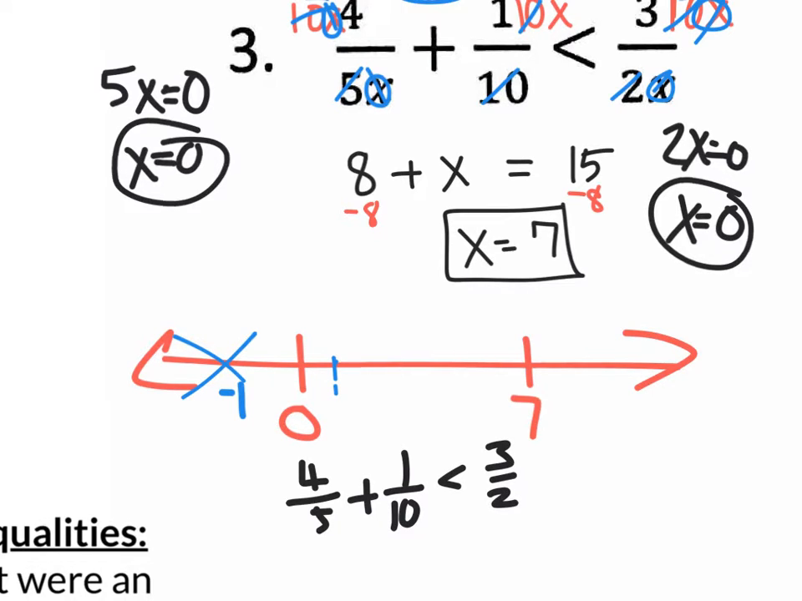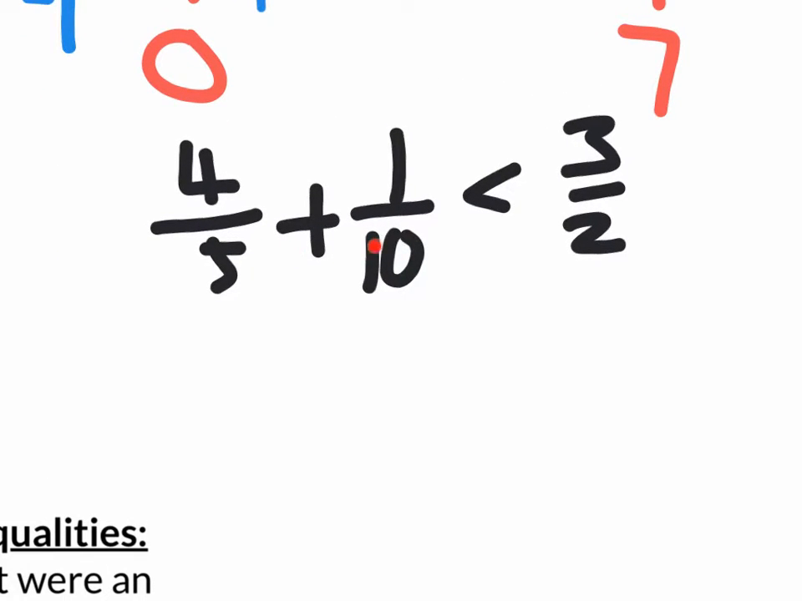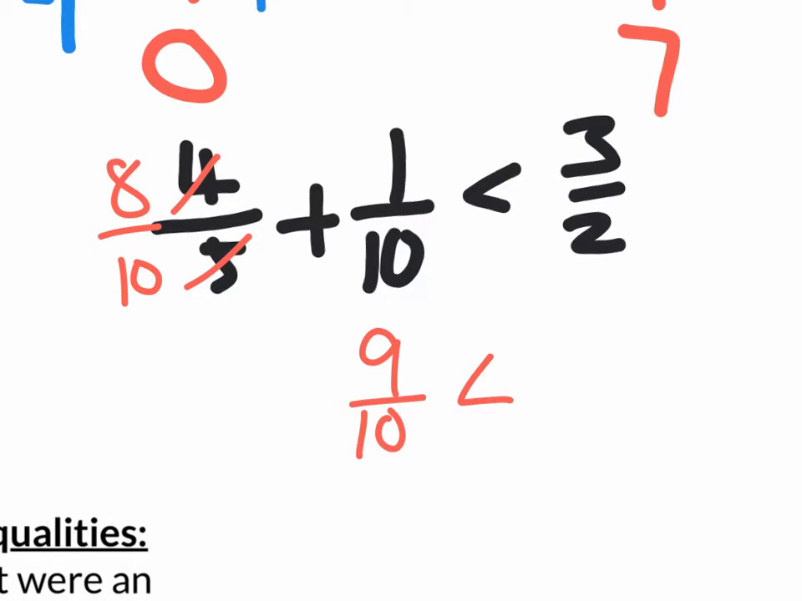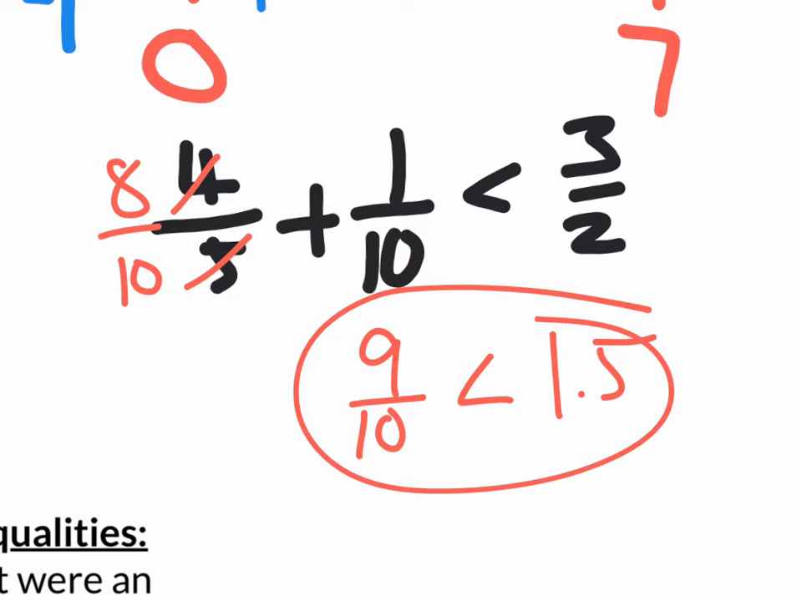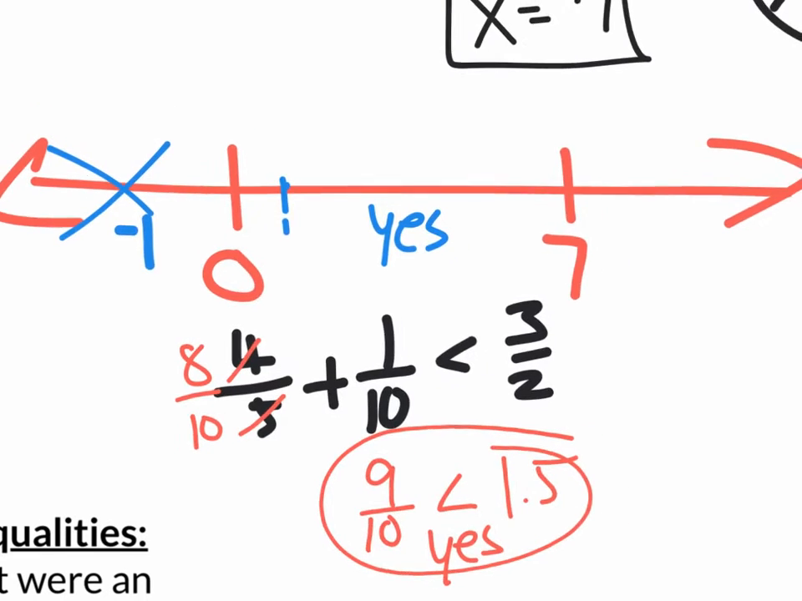And again, in order for us to make sure that this is true or false, we'd have to combine these two fractions by getting a common denominator. The 5, I want to make it a 10 by multiplying by 2. The 4, I'm also going to multiply by 2 and make it an 8. So I really have 8/10 plus 1/10. So that's really 9/10. Is it less than 3/2, which is 1.5? Yes. So this is a yes. That means that this middle area does work.